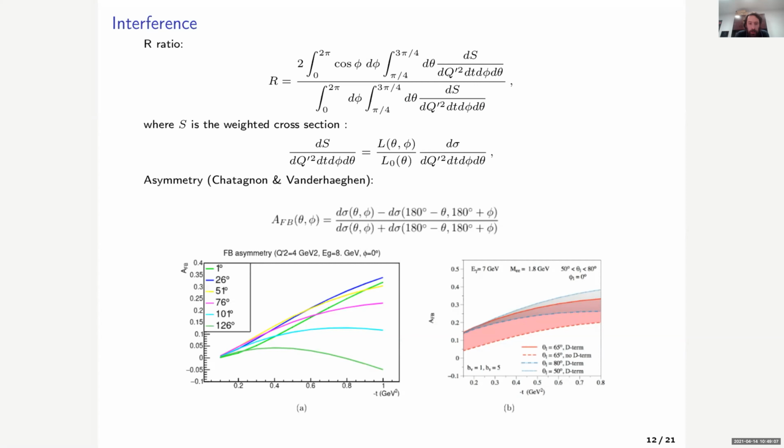So there was another asymmetry introduced recently, defined in the thesis of Pierre Chatagnon, and it was proposed by Marc Vanderhaeghen. This is the forward-backward asymmetry, where you compare the cross section at theta and phi to the cross section at pi minus theta and pi plus phi. That corresponds to exchanging lepton and anti-lepton, and that projects out the real part of the Compton form factor H. And here are some predictions by Marc Vanderhaeghen, also taken from this thesis by Pierre Chatagnon.